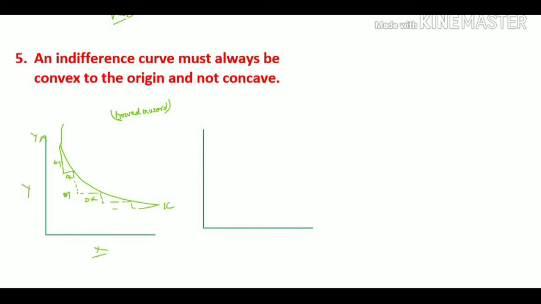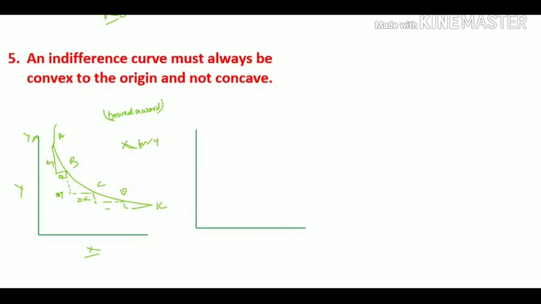In this diagram, as the consumer moves from point A, B, C, D, the willingness to substitute good X for good Y diminishes. This means that as the amount of good X is increased by equal amounts, that of good Y diminishes by smaller amounts. The marginal rate of substitution of X for Y is the quantity of good Y that the consumer is willing to give up to gain a marginal unit of good X.